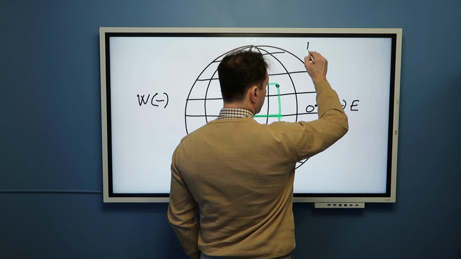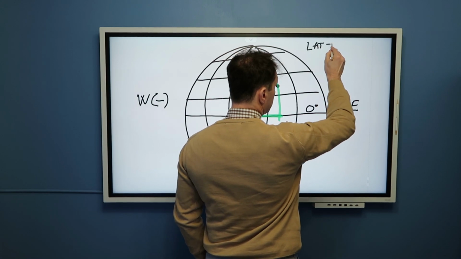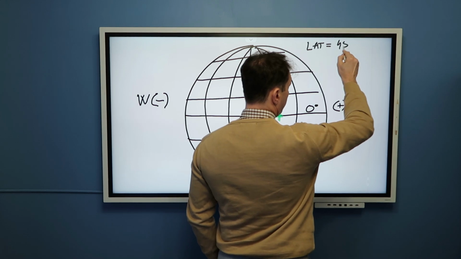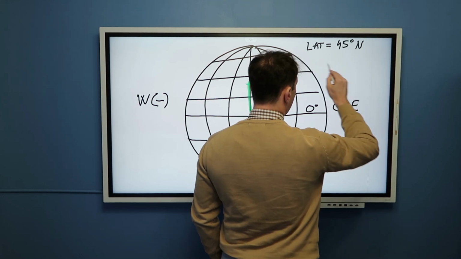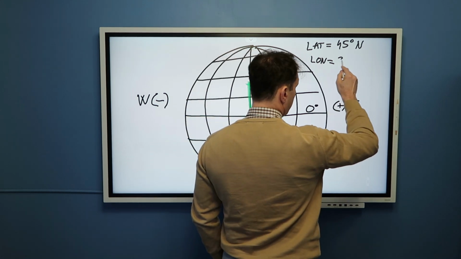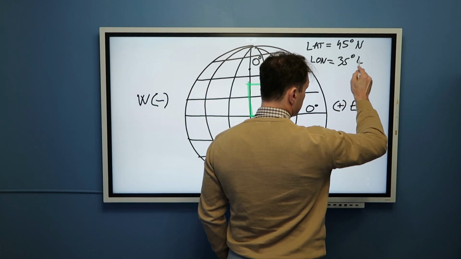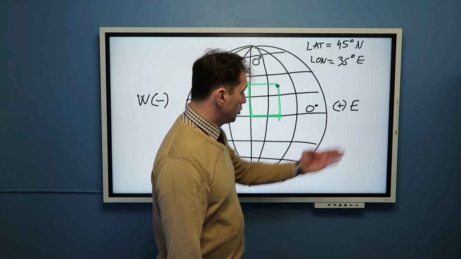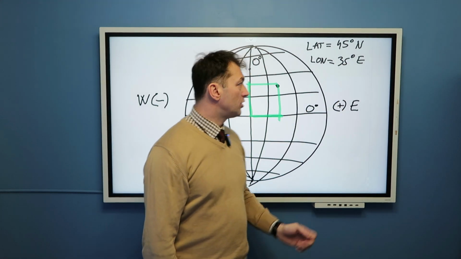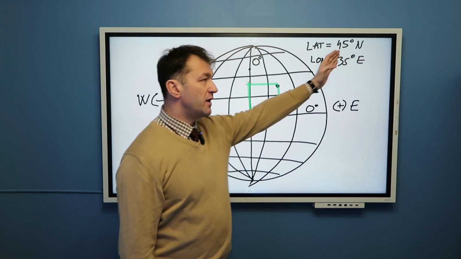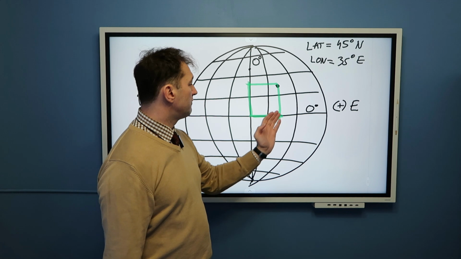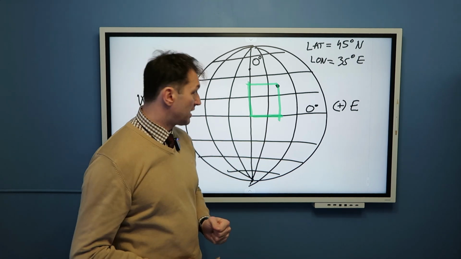So you would say, for example, latitude is equal, let's say, 45 degrees north, and longitude is equal, let's say, 35 degrees east. You can also omit north and east, but then you have to make sure that you're using positive values for the north and east hemispheres and negative values for the south and west hemispheres.